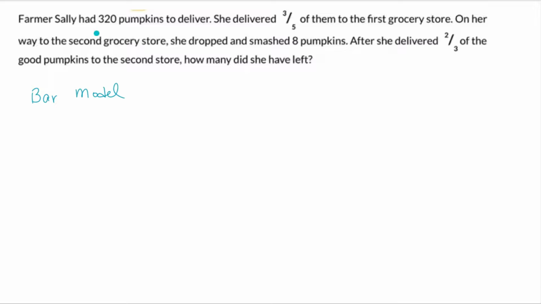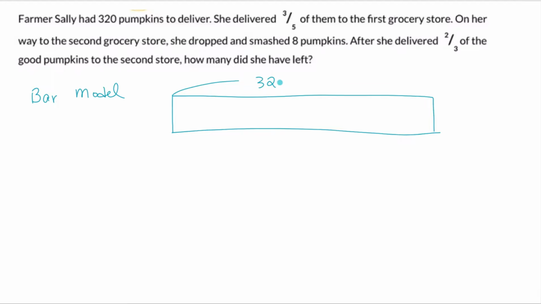Okay, so the bar model is very useful to solve even fraction problems like this one. So let's consider this situation and represent that using bars. Farmer Sally had 320 pumpkins to deliver. So let's suppose that's one whole thing. So this one whole bar represents the 320 pumpkins of Farmer Sally. Okay, 320.